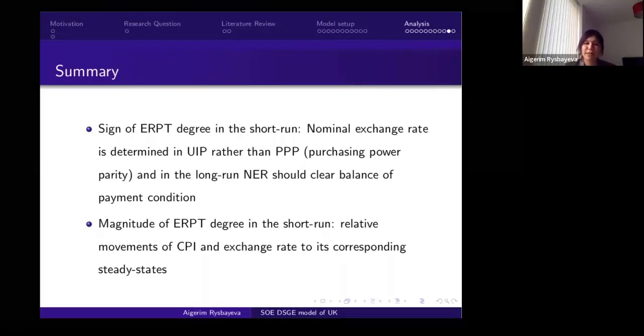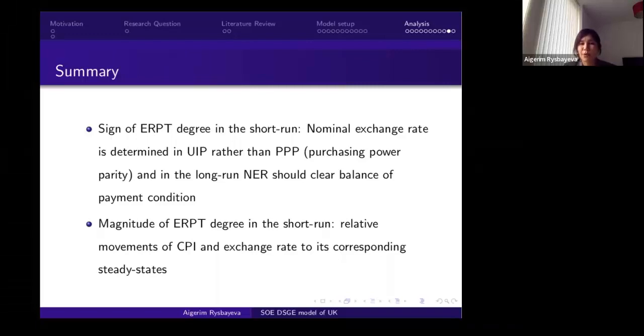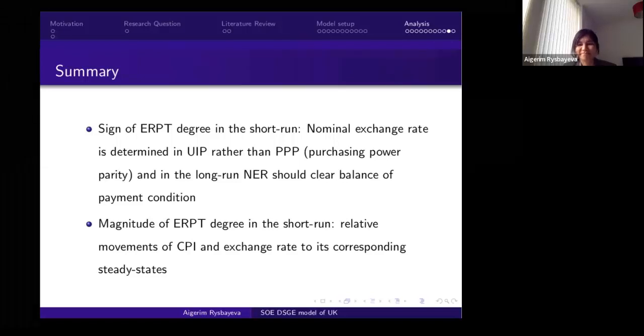And why is the pass-through different over time? Because individuals respond to shocks differently over time. This is quite simple intuition, but here in the model we verified it using the impulse response functions and the graphs. So this is a summary.